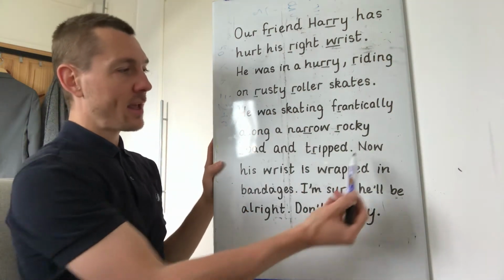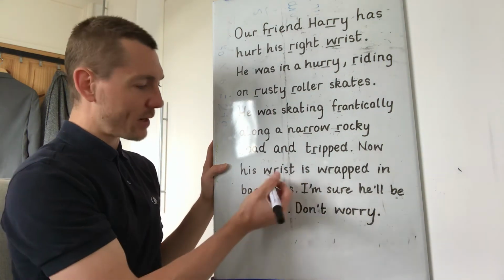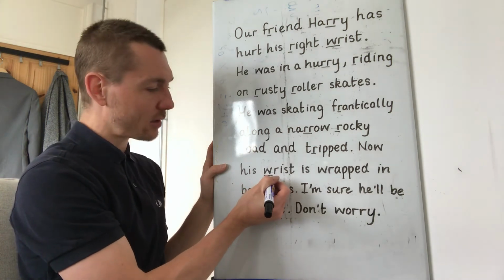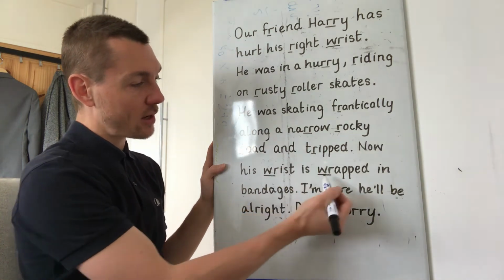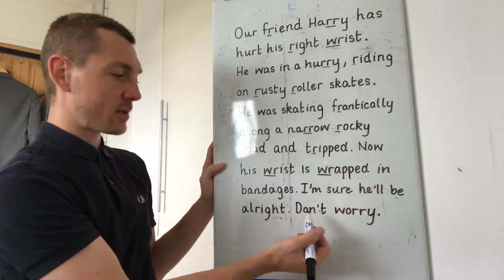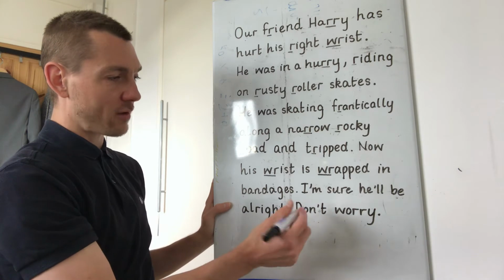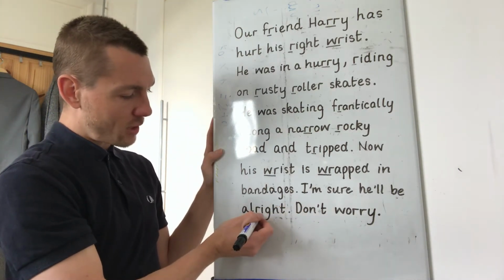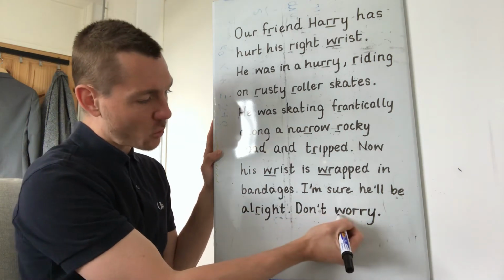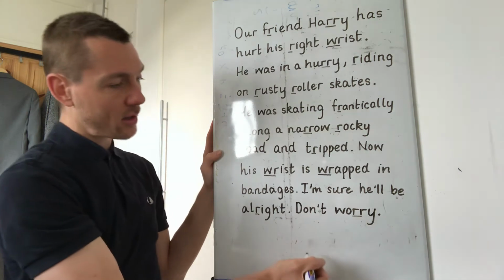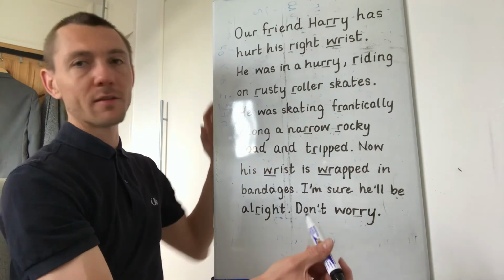Next sentence. Now his wrist is wrapped in bandages. And we have wrist with the WR spelling and wrapped with the WR spelling. Wrist, wrapped. I'm sure he will be all right. Don't worry. All right, don't worry. Double R spelling. So, we've got all of those different spellings of the sound.